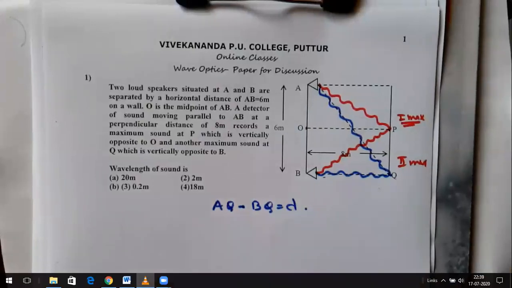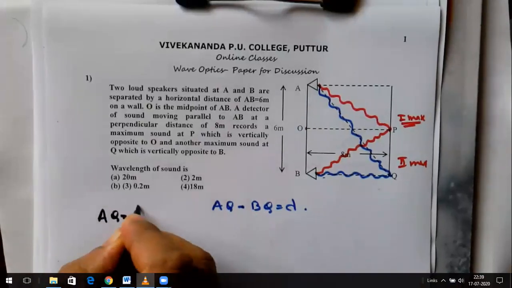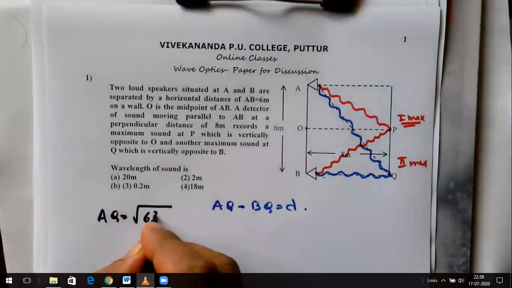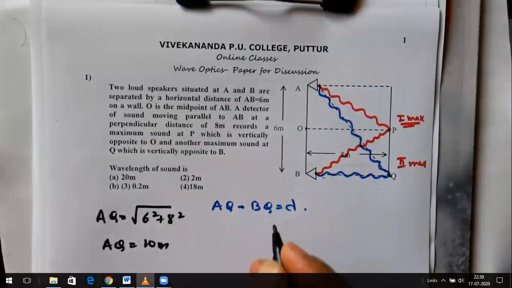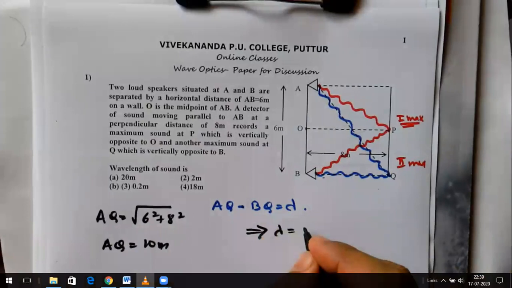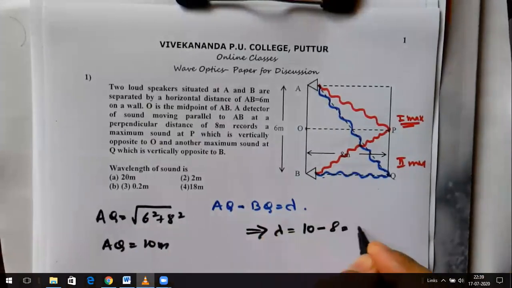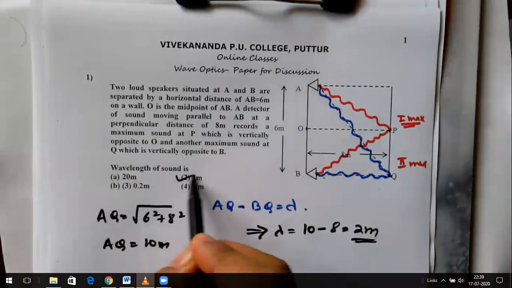But you can find out AQ using Pythagoras theorem. AQ is equal to square root of 6 square plus 8 square. That comes to square root of 100, that is equal to 10 meters. And so that implies lambda is equal to AQ minus BQ, AQ is 10 and BQ is 8, so that is equal to 2 meters. So that is the wavelength, and the answer is 2.